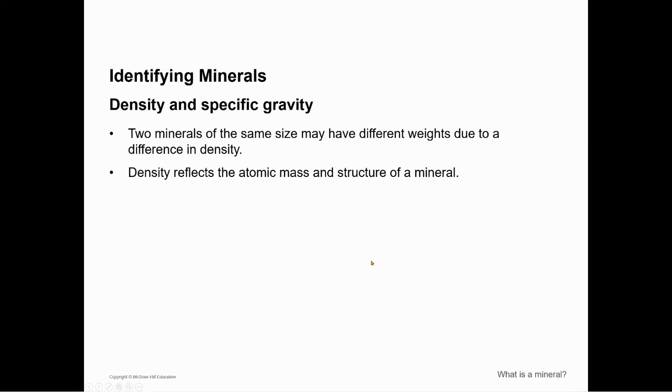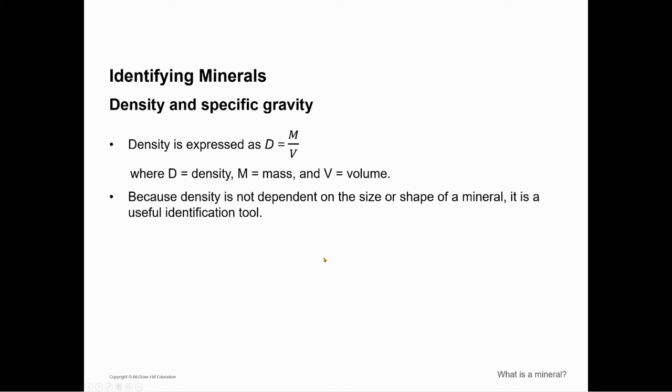Density and specific gravity. Two minerals of the same size may have different weights due to the difference in density. And remember, density is a measurement of how close the particles are together. Density reflects the atomic mass and structure of a mineral. Density is expressed as d equals m over v, where d is density, m is mass, and v is volume. These should actually be lowercase letters. Because density is not dependent on size or shape of a mineral, it is a useful identification tool.